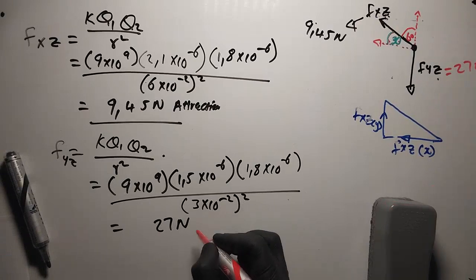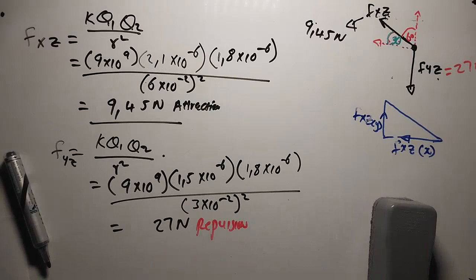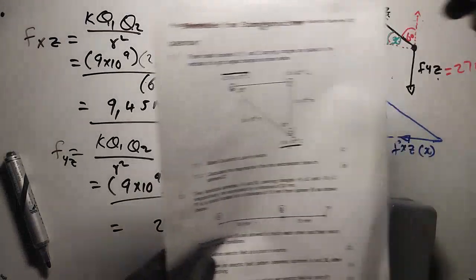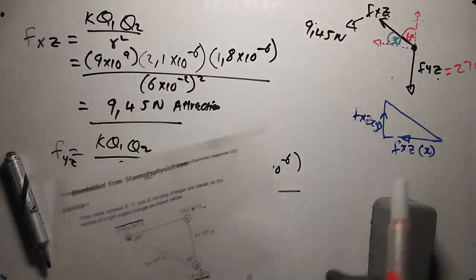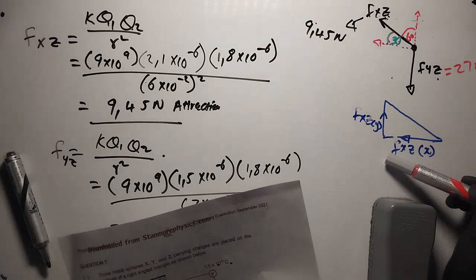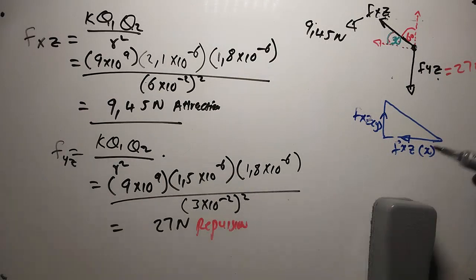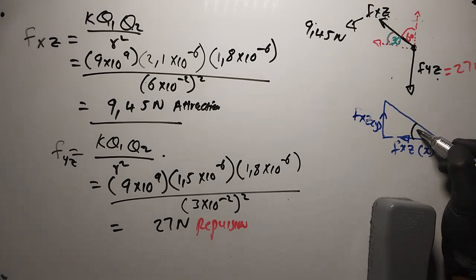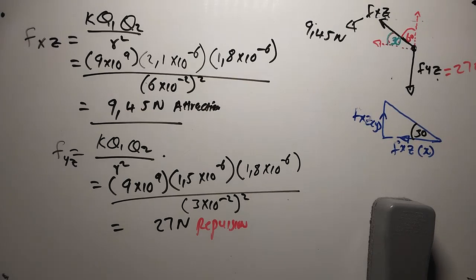So now we know the force over here is 27 newton, which means that is the force of repulsion. Now you are sorted. You know the force from here, which is 9.45, and the force here is 27 newton. So what's your next thing? Try to get the horizontal and try to get the vertical. That's so easy. I'm going to be working with the angle of 30. I want to work with something that I can see on a horizontal level.